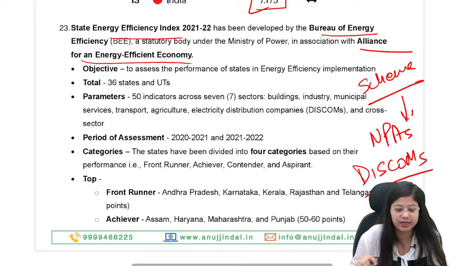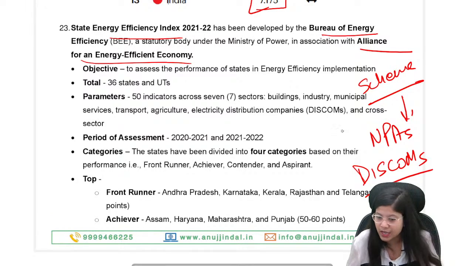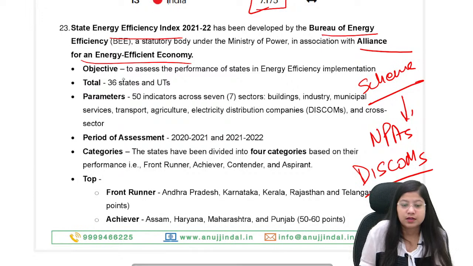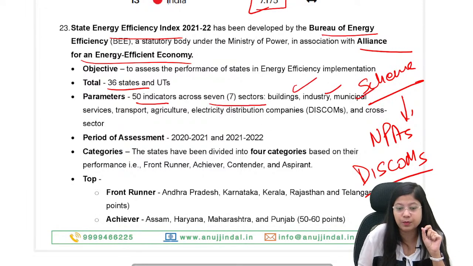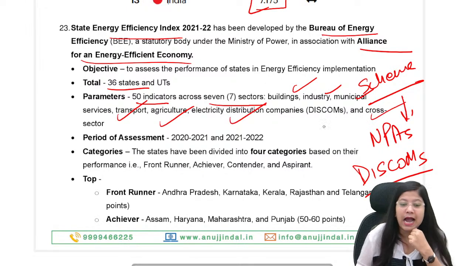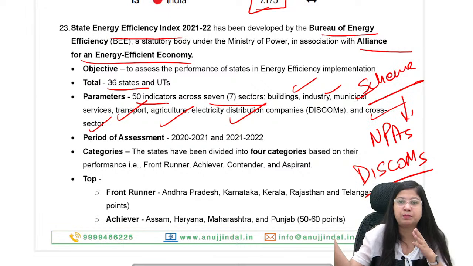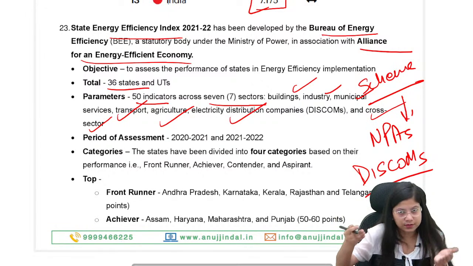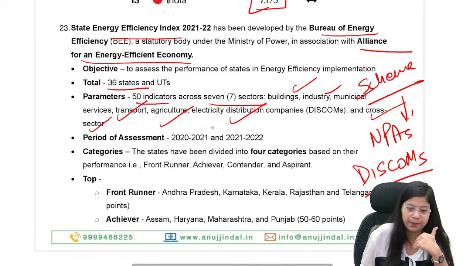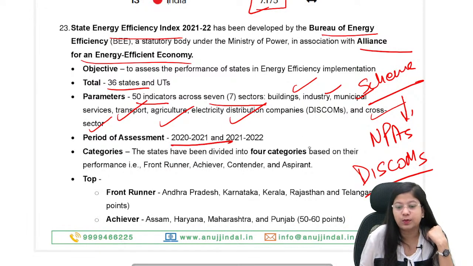Best, very good. UDAY scheme is there. Nilesh Suryavanshi, very good. Coming to the index, 36 states and union territories were assessed. 50 indicators were assessed across 7 sectors: building, industry, municipal services, transport, agriculture, electricity distribution companies, and cross sectors. So these are the 7 different domains in which 50 indicators were there and the states were assessed on that. Period of assessment 2021 to 22.